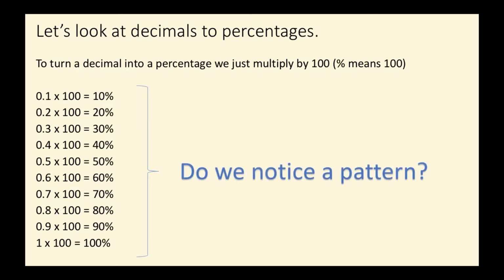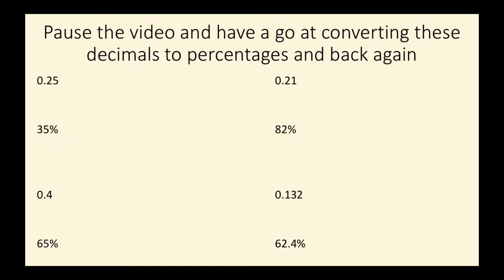So can you see a pattern here? As we can see, you're just adding a 0 onto the number of the decimal. So 0.1 will just be 10, 0.2, 20, and then we put the percentage sign on the end. Decimals are the easiest ones to turn into percentages because you just add a 0 to the end and get rid of the 0 point at the beginning. And it just means that you've times by 100. So pause the video and have a go at converting these decimals to percentages and back again, and then I'll put the answers up for you.